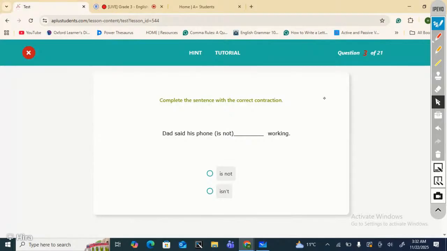Dad said his phone is not working. Again, it's is not. What is the contraction? Isn't.